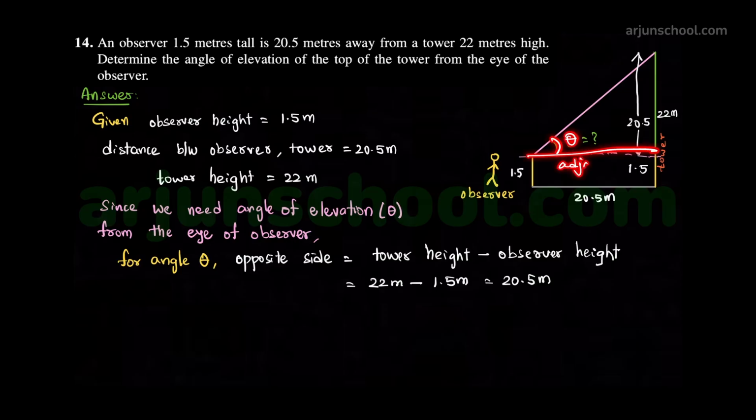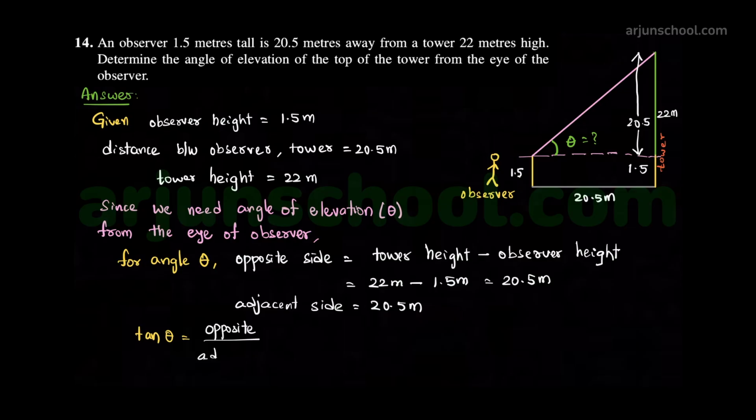Adjacent side is the distance between the observer and the tower. Adjacent side is equal to 20.5 meters. Now let us write tan theta. We know that tan theta is equal to opposite side by adjacent side. What is the opposite side? It is 20.5 meters. And what is the adjacent side? It is also 20.5 meters, which is equal to 1.